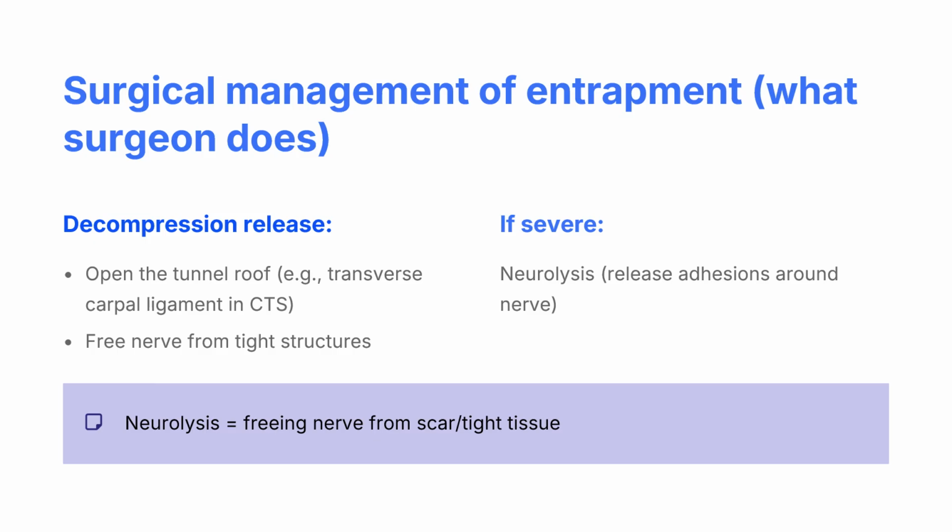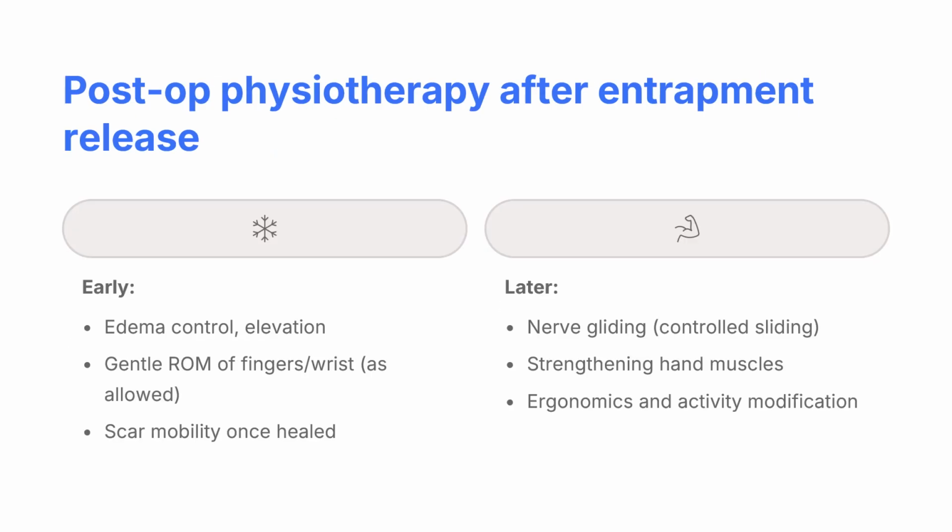So what is the physiotherapy after surgery? The early phase will include edema control, gentle range of motion, and scar care. The scar mobilization we had learned during the practicals. Later phases will include nerve gliding, strengthening, ergonomics, and activity modification. For now, just remember nerve gliding as one of the managements in peripheral nerve injuries. In the neuro subject, you will learn more about nerve glidings.